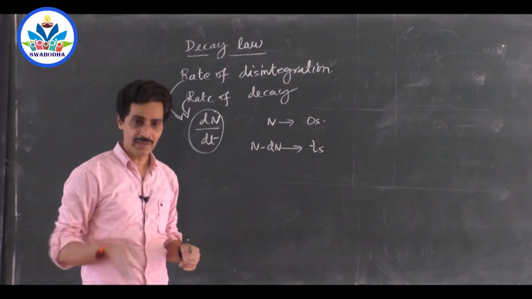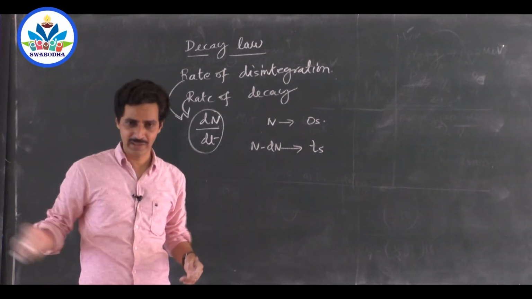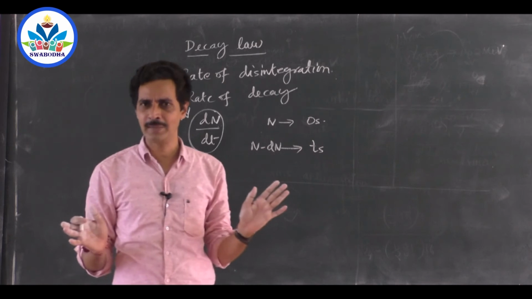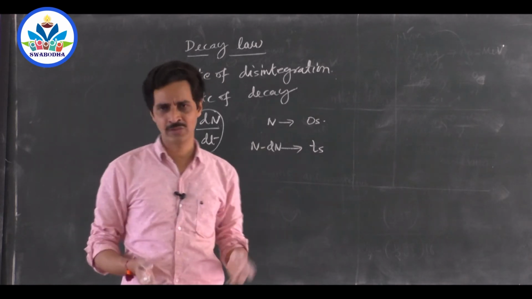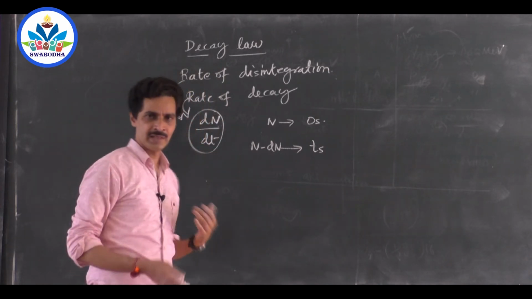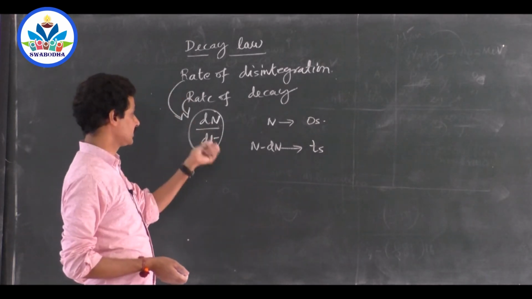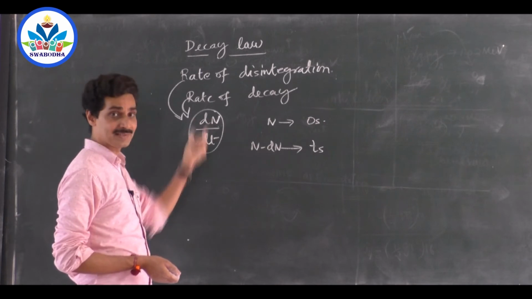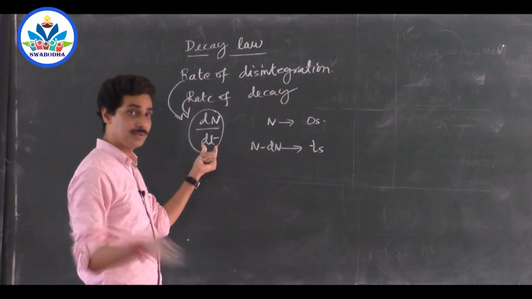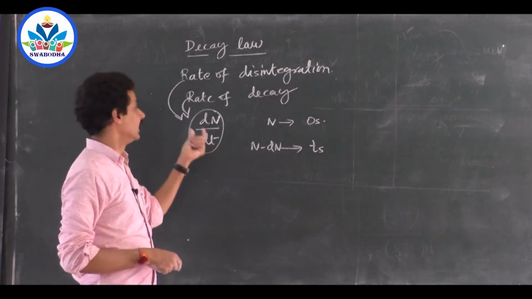In 1 second, how many atoms have been converted from uranium to thorium? Uranium to thorium is just an example I am giving you. That may be any radioactive material. It may be radium getting converted into another material, anything. So, the rate of disintegration is the number of atoms disintegrating per second. If you divide it by any time, it comes to the answer of per second.